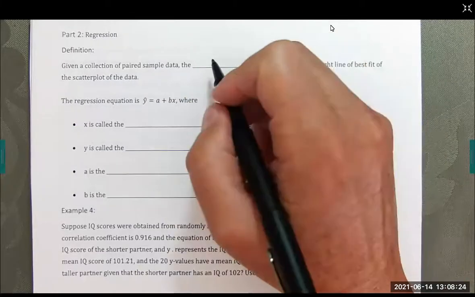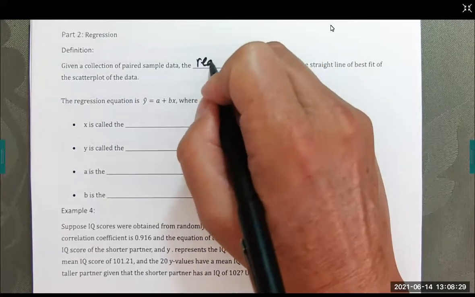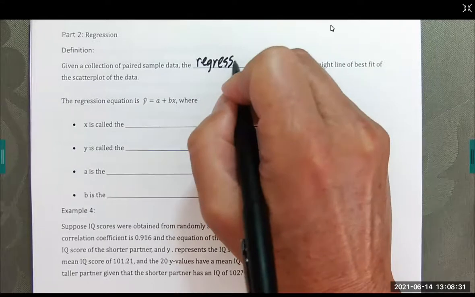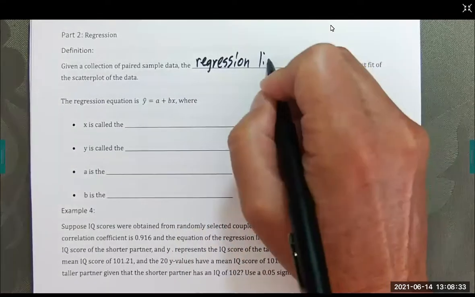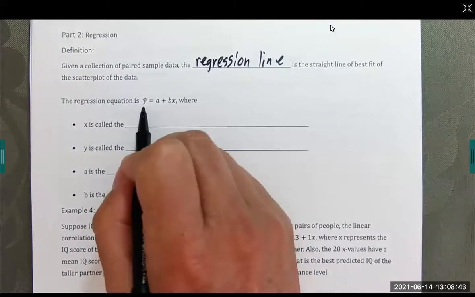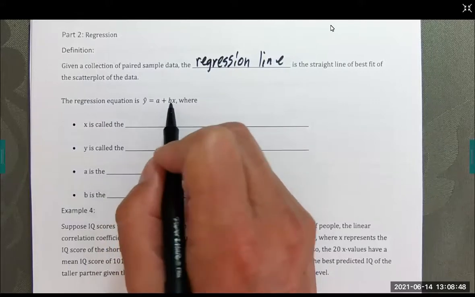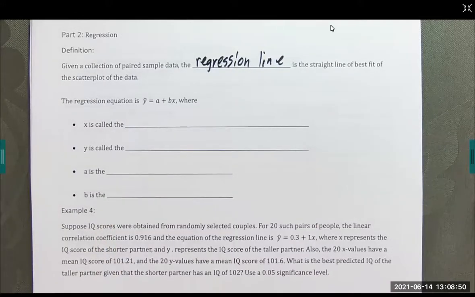Given a collection of paired sample data, the regression line is a straight line of best fit of the scatter plot of the data. The regression is, so this is the actual equation. Now, X and Y are unknown. A and B are going to be specific values, and I'm not even going to show you the formula on how to find those because our calculator will do that for us.